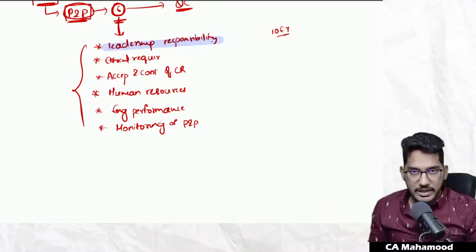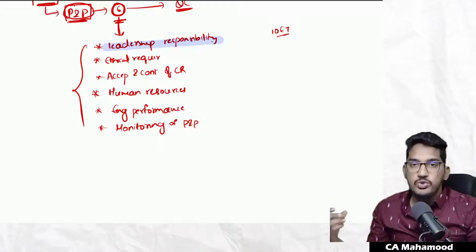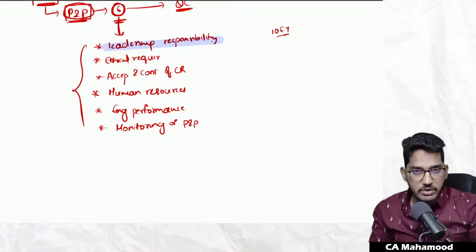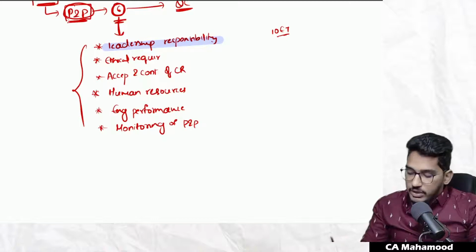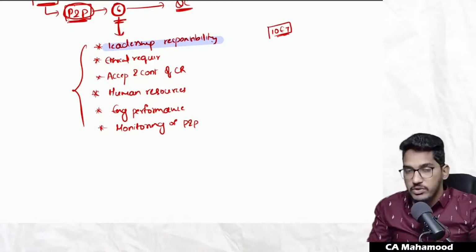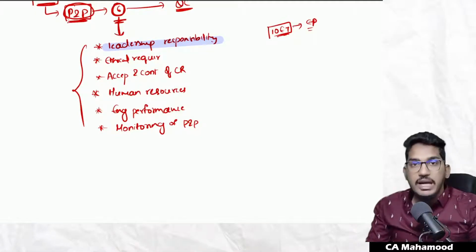So if you want to maintain quality in the audit assignments, there should be someone in the engagement team who should act as a leader, who should come forward and take the leadership responsibility for the audit engagement. You tell me who will be the suitable person in the engagement team to come forward and take the leadership responsibility? None other than the engagement partner.